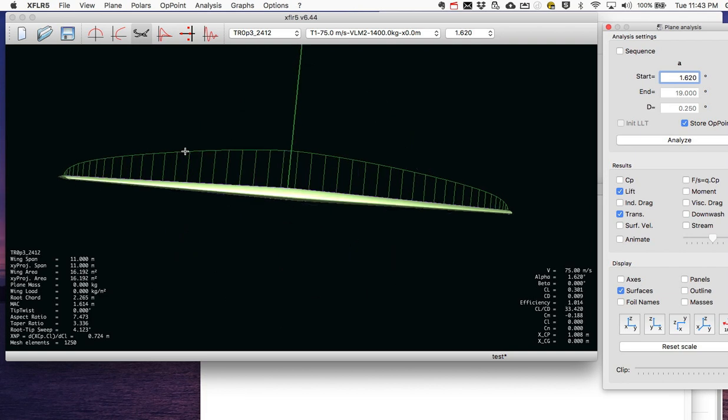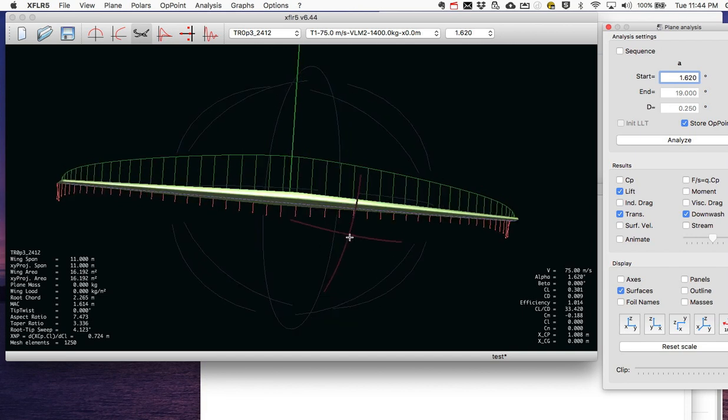I like the fact that it does look like the tips are unloaded a bit closer to an ellipse, but I'm seeing that the midsection doesn't look quite as loaded as it would be if it were an elliptical lift distribution. And I can look at the downwash, which is more constant. You can see you have lighter downwash in the middle, heavier downwash at the root, and then it goes to higher downwash at the tips.